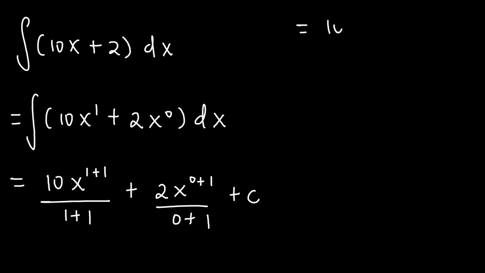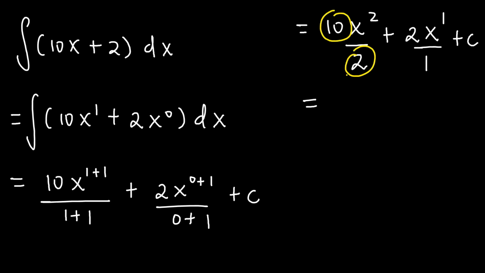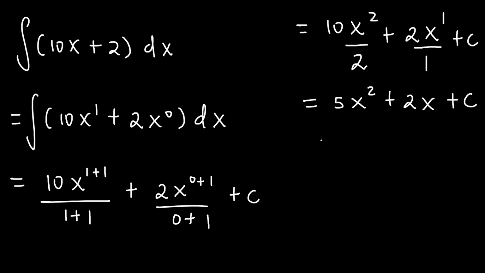And this will be equal to 10 times x to the power of 2 divided by 2 plus 2 times x to the power of 1 divided by 1 plus c, which is equal to, now 10 divided by 2 will be 5. So this will be 5x to the power of 2, and then plus 2x plus c. And if you want, you can pull out x because it is a common factor. So this will be equal to x into, for the first part we shall remain with 5x, and then for the second part we shall remain with 2 plus c.